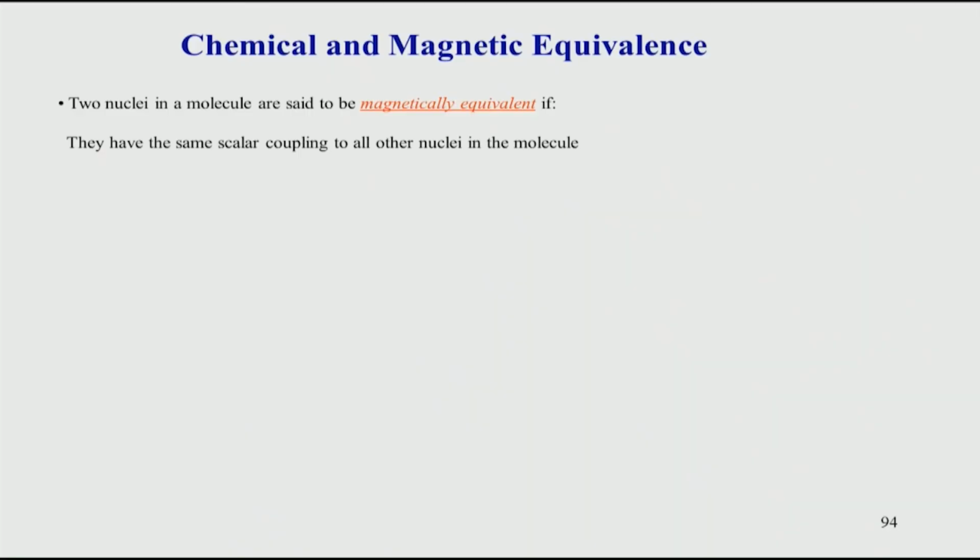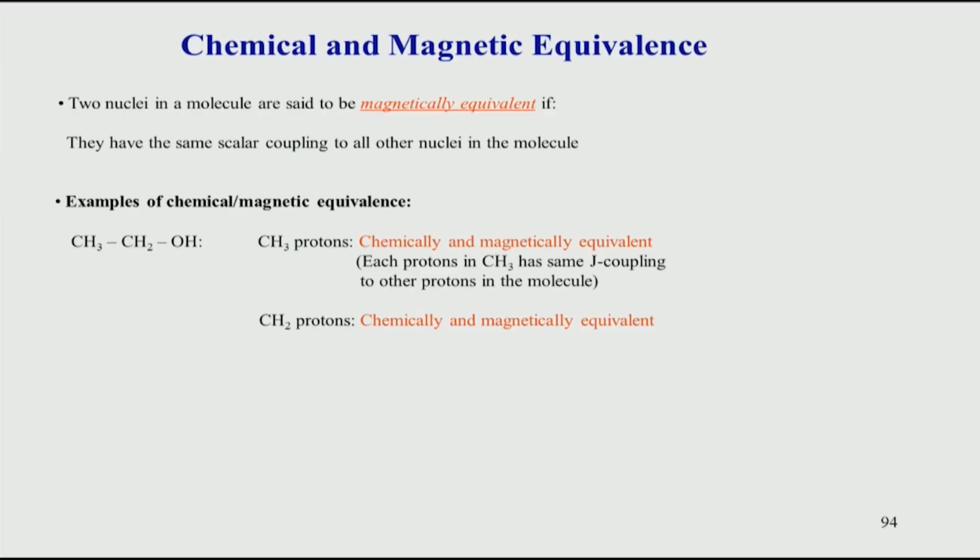One has to look at symmetry operations. You have to look at the molecule and figure out if there is any way I can convert one hydrogen atom to another hydrogen atom by some symmetry operation. If you can do that, then the two hydrogen atoms become chemically equivalent. So, we looked at chemical equivalence.